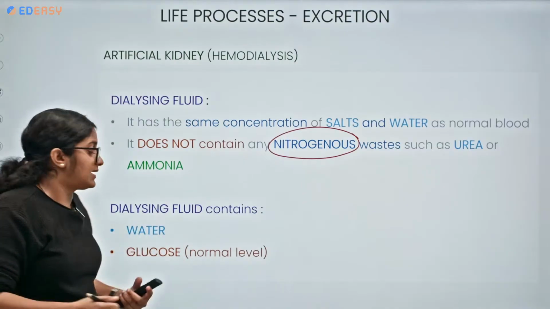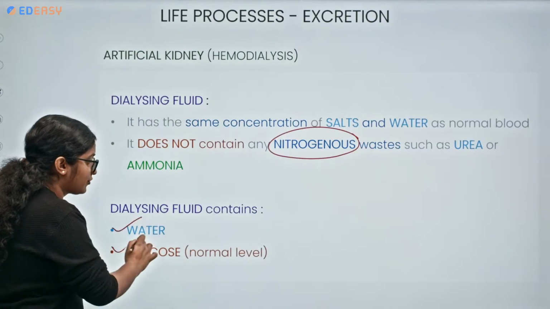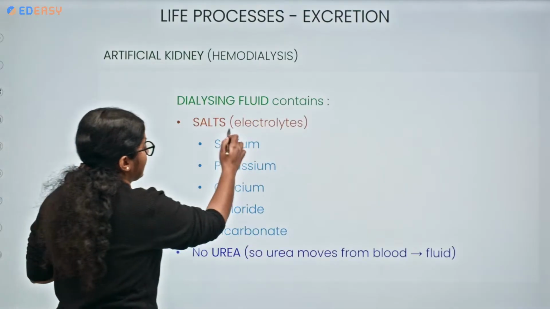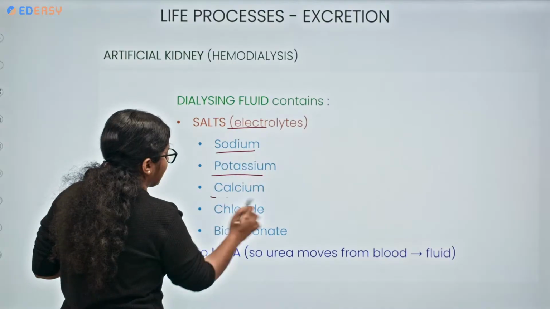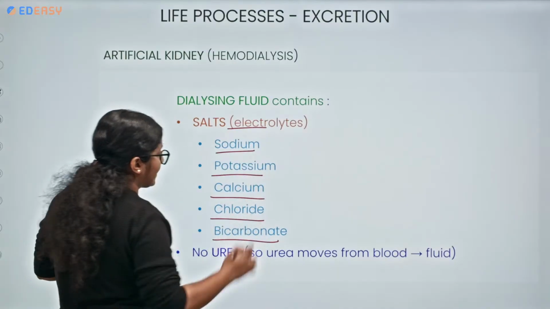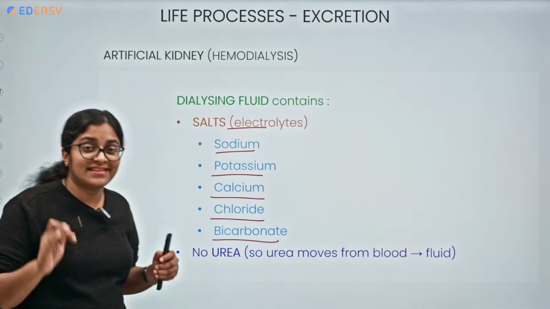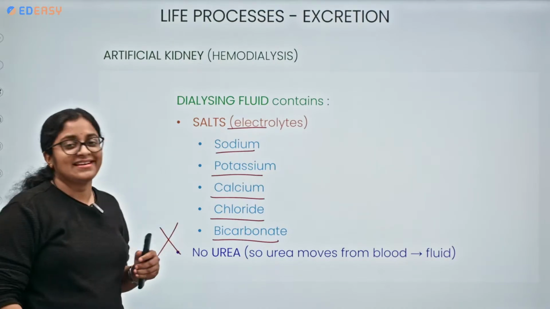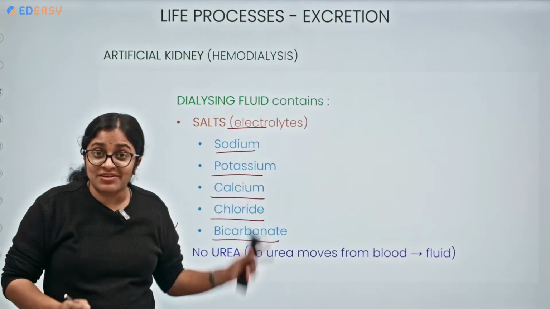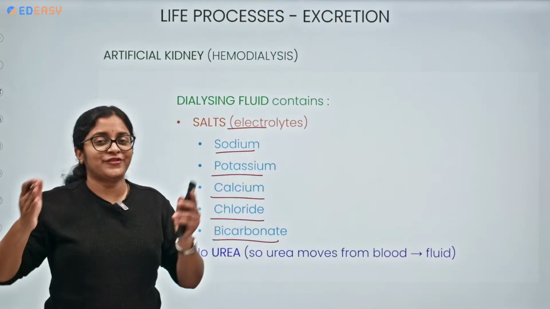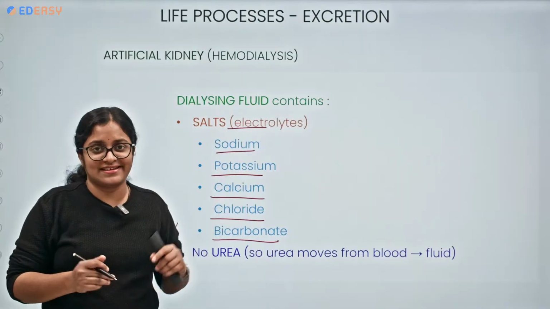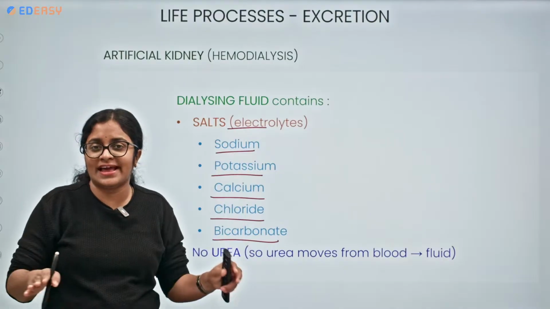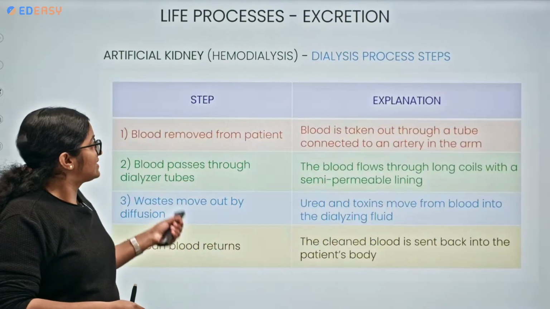Then what else does it contain? It has water, it has glucose at the normal level. What else? It has salts, the electrolytes like sodium, potassium, calcium, chloride and bicarbonate. The only thing that it does not have is urea. No urea. Why no urea? Our main purpose is the removal of the nitrogenous substance, urea, which is not required. That is the reason the dialyzing fluid does not have any urea in it.